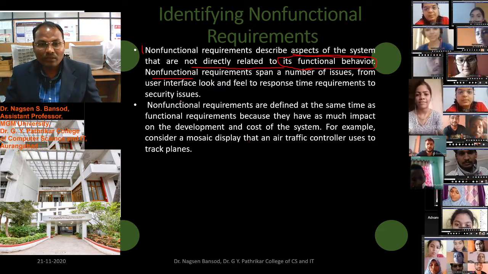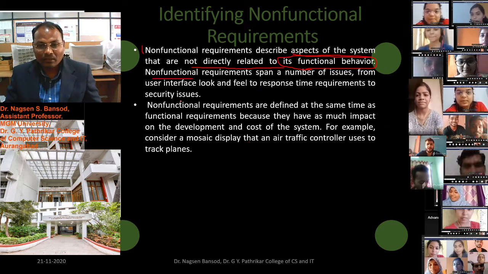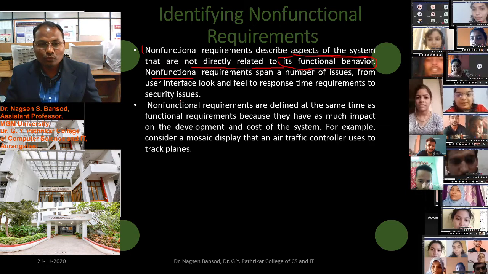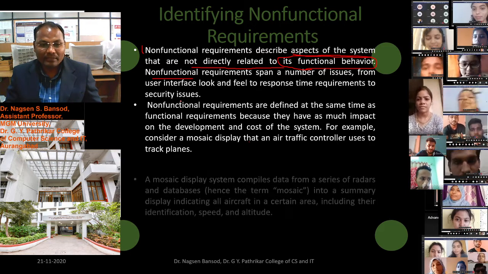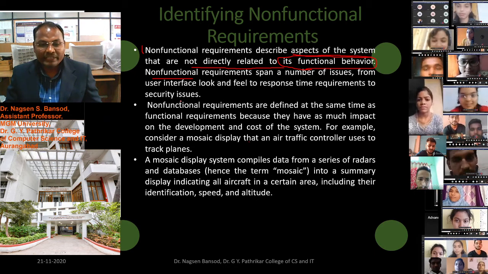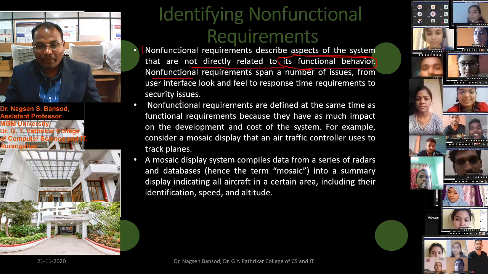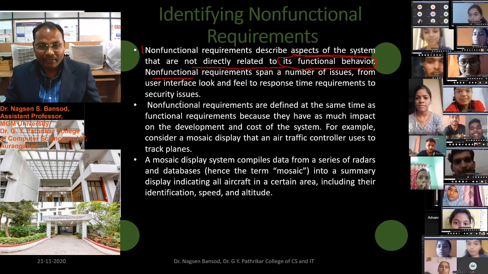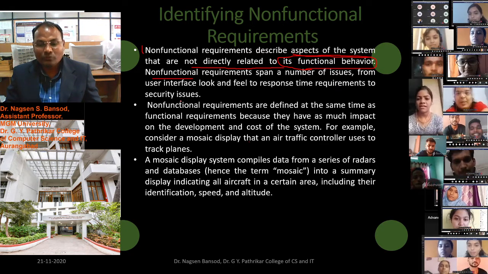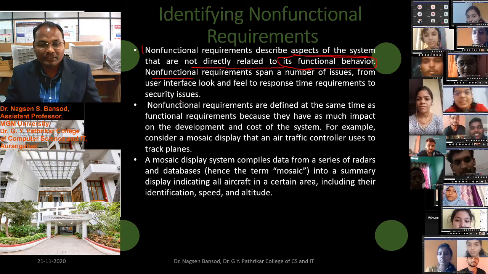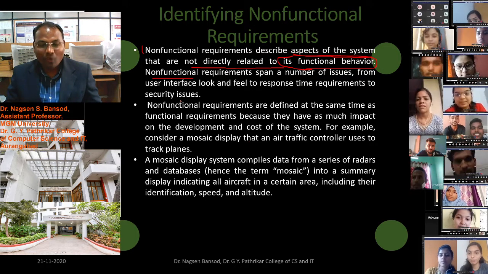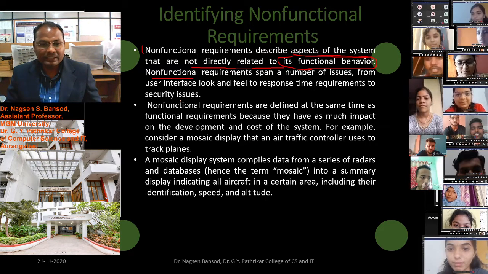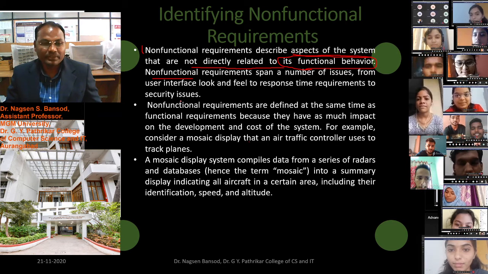For example, consider a mosaic display that an air traffic controller uses to track planes. A mosaic display system compiles data from a series of radars and databases, hence the term mosaic, into a summary display indicating all aircraft in a certain area, including their identification, speed, and attributes.